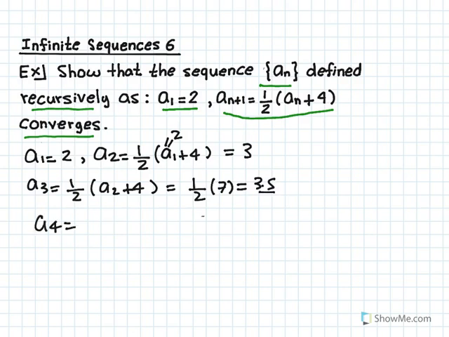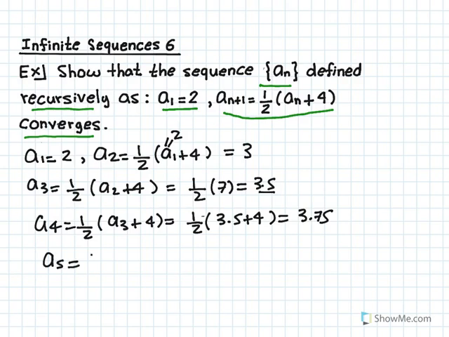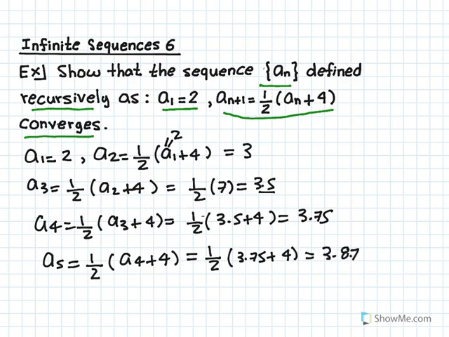Now let's look at a_4. a_4 is equal to 1/2 (a_3 + 4). a_3 was computed to be 3.5, so we have 4 plus 3.5, which is 7.5, divided by 2. That's going to give us 3.75. Now let's look at a_5. a_5 is equal to 1/2 (a_4 + 4). a_4 was computed to be 3.75, plus 4, and this computes to 3.875.